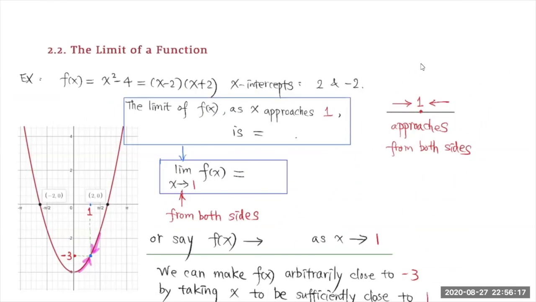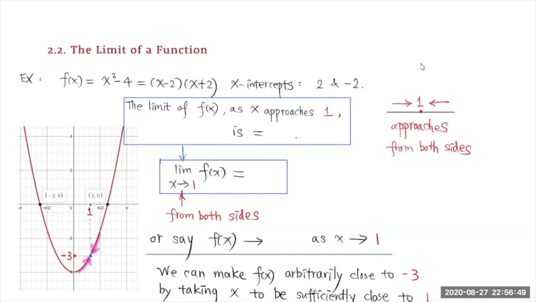Today we're going to talk about 2.2, which is the limit of a function. First, take a look at this function here. This is a quadratic function. Now, if you factor this, it's going to factor into x minus 2 times x plus 2. So the x-intercepts are 2 and negative 2. So this is a graph for this quadratic function. It is a parabola with the 2 x-intercepts here and here.